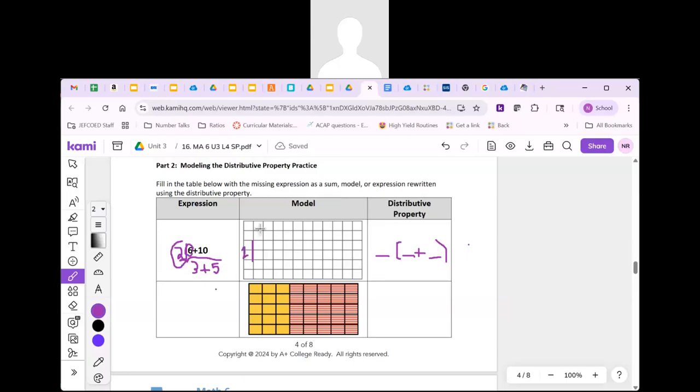So here's the 3. I'm going to go 1, 2, 3. That's my first array. It should be 6, right? Yes, there it is, 6.